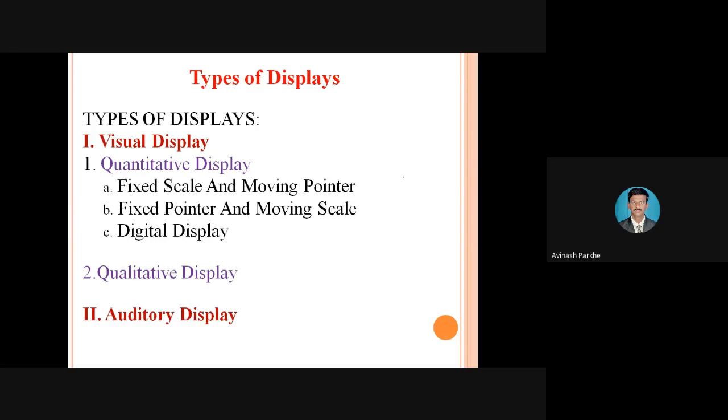In the case of an industry also, which types of displays do we have to provide? First, maybe you know, different types of machines are there. Different types of operators are there.